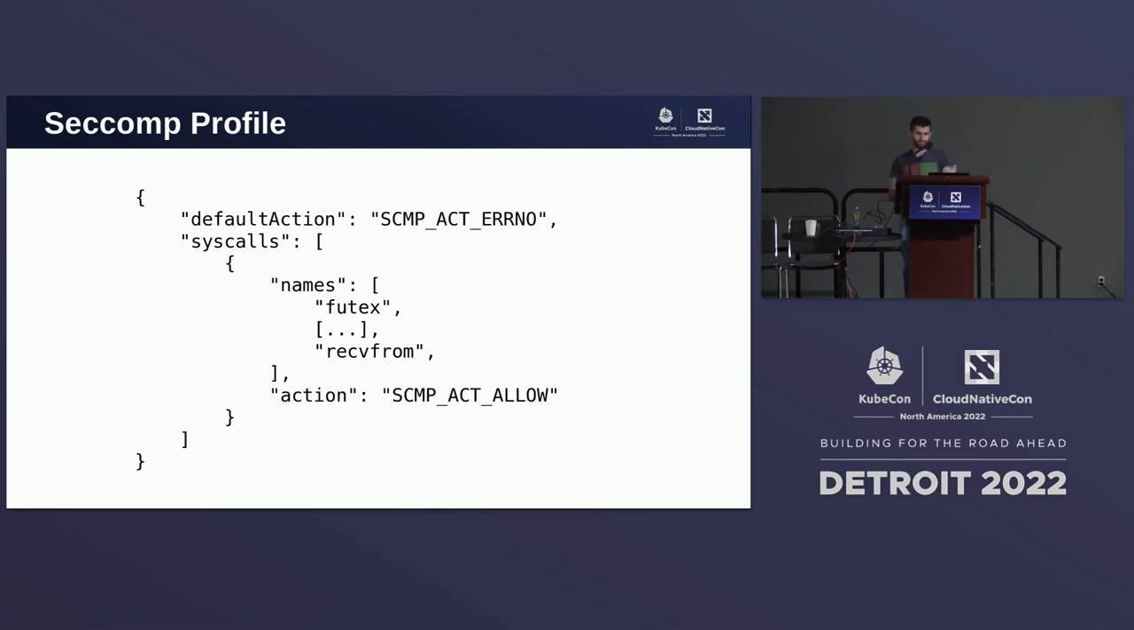So we have a default action. This is what happens by default when a given system call is executed and it is not on the list that I have defined. Then I can define different lists of system calls and put an action on each. In this case, I'm allowing the futex and the read system calls. In a seccomp profile, I can even define different lists of system calls with different actions, so I can have a mix of allow and deny lists together.